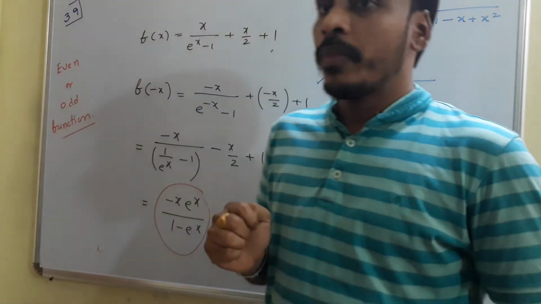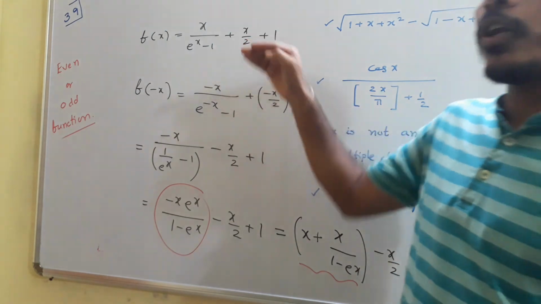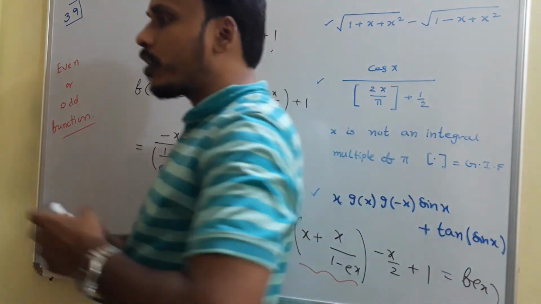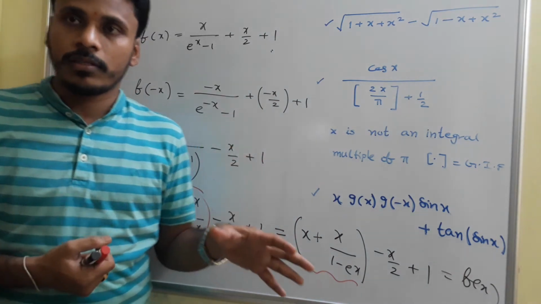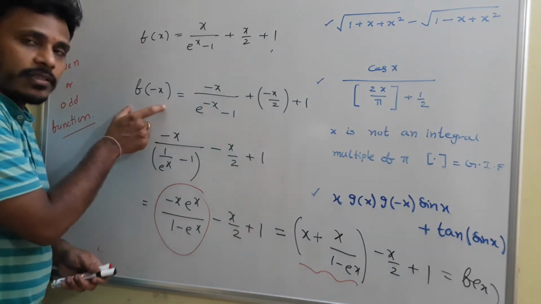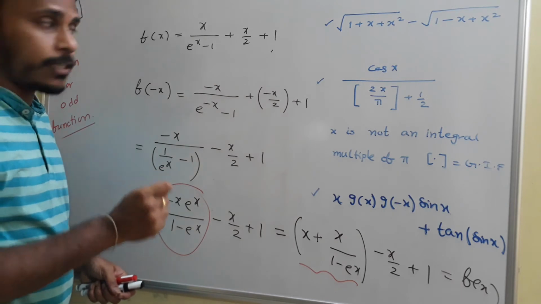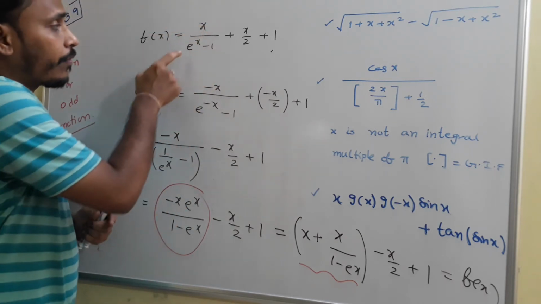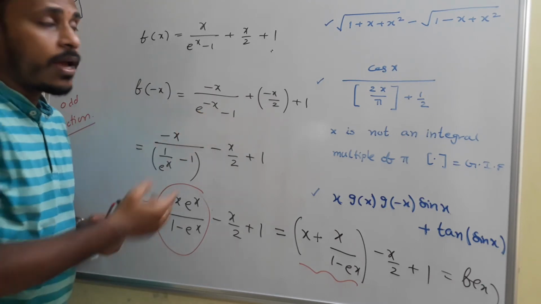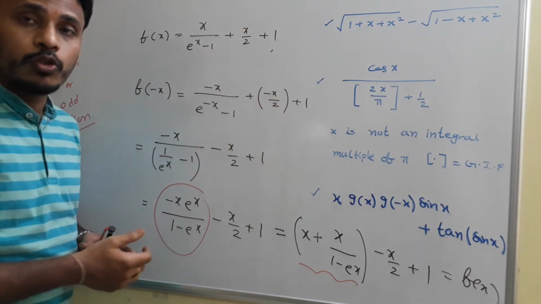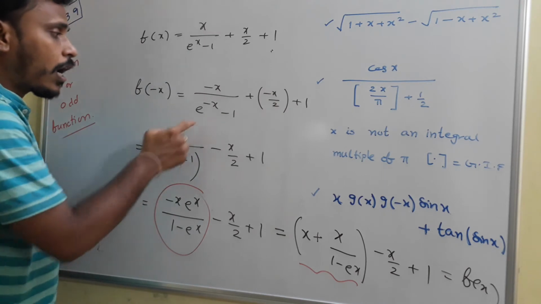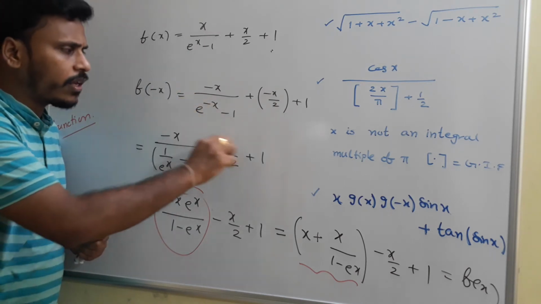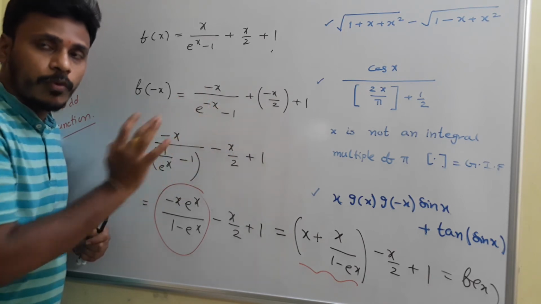Once again have a look. This is the function which we are going to check whether it is even or odd. For that particular function, you mention it as f of x. To check, consider f of minus x, replacing x with minus x. So if you replace x with minus x, the numerator is minus x, and this is e power minus x minus 1, and it is minus x by 2 plus 1, very clear. And now this e power minus x is 1 by e power x. Everything else remains as it is from the above step.